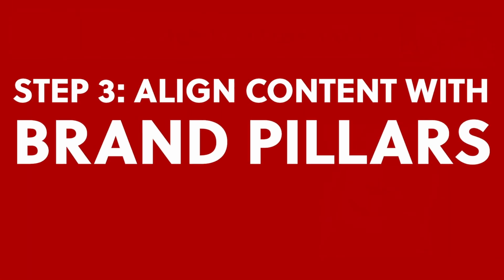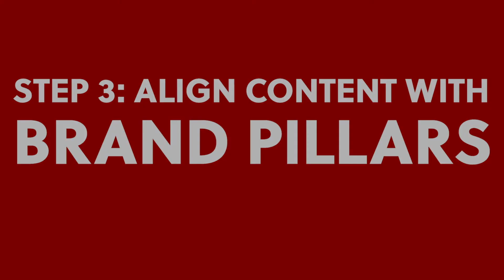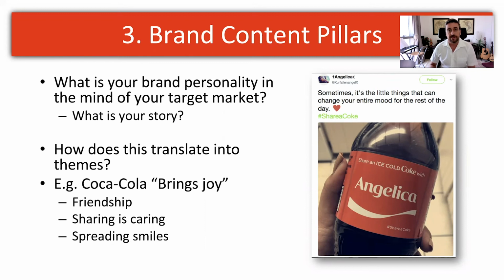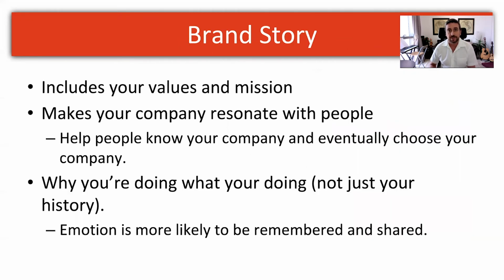The next step in creating and executing great content is to align that content with your brand pillars. By brand pillars, we're referring to the brand's personality and the brand's story. So for example, if you think of Coca-Cola, all of the content they create is very much aligned with their personality of being a fun and happy company that likes sharing and caring and giving to the consumer. To identify your brand's story and personality, you probably want to go back and have a look at what your values are and what the mission is and why the company was really created.